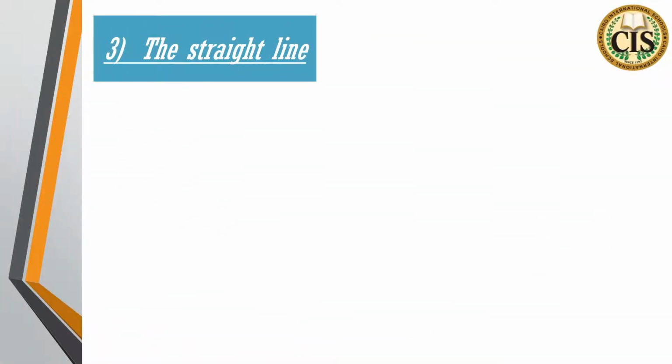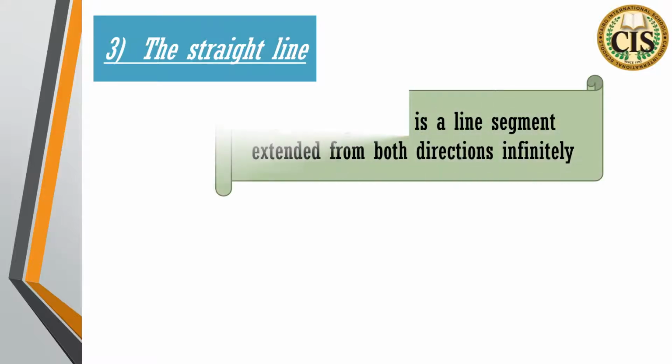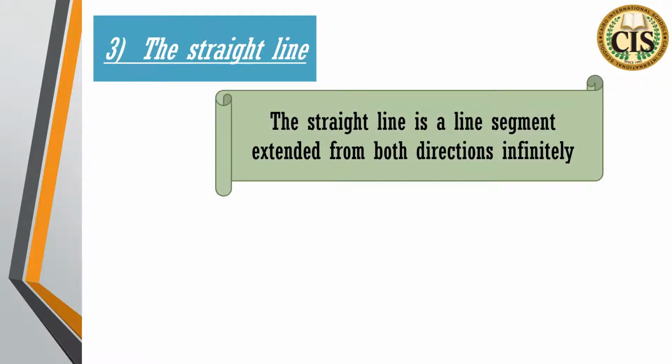Number 3, the straight line. The straight line is a line segment extended from both directions infinitely. We studied before a straight line doesn't have a starting point or an ending point, and the symbol is this. The symbol on the top of the two letters is used to denote the straight line.